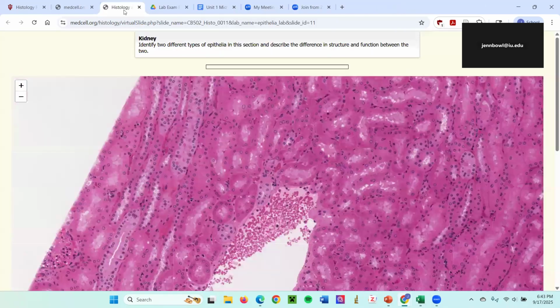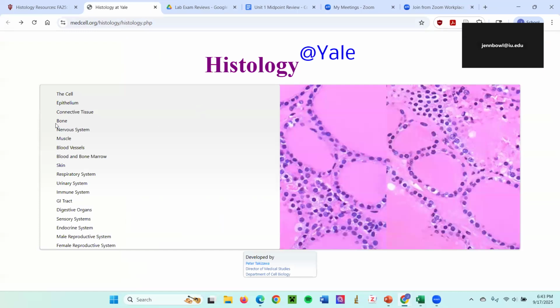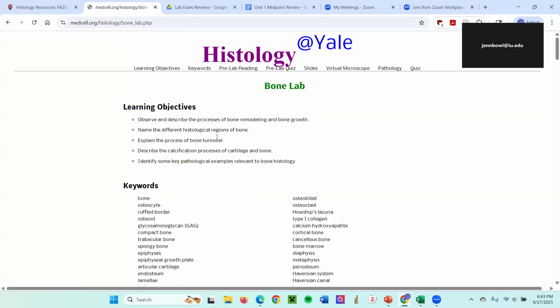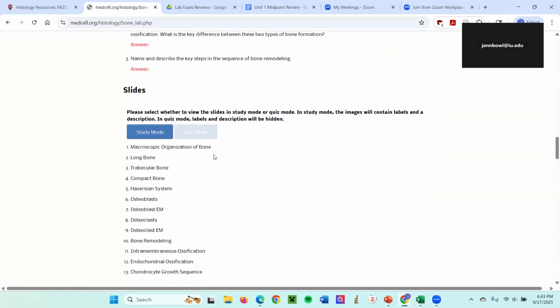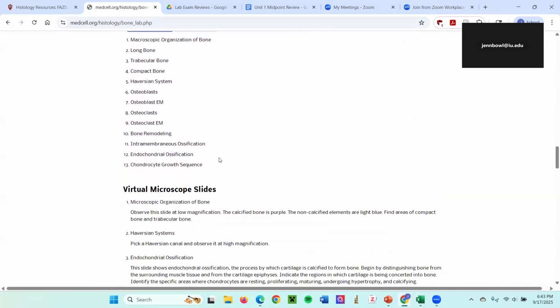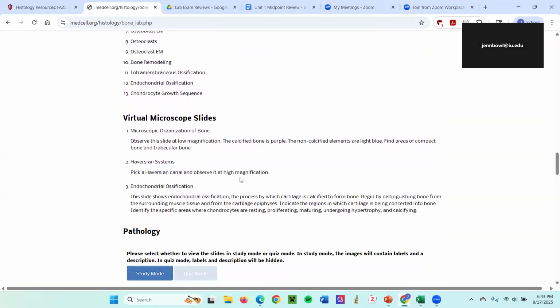Let me close some tabs here. Alrighty, so last thing we're going to pop into the bone lab. And same deal. We'll try to find stuff under a virtual microscope first, and then we'll look at some endochondral ossification.